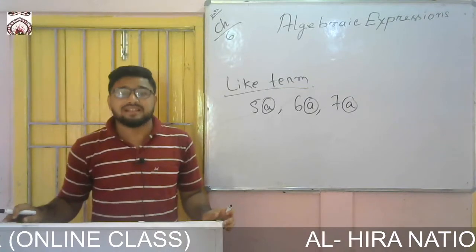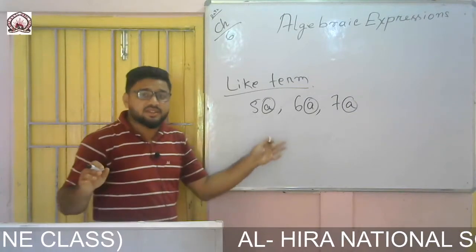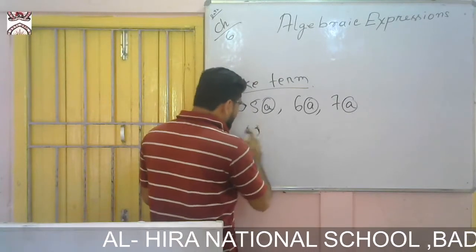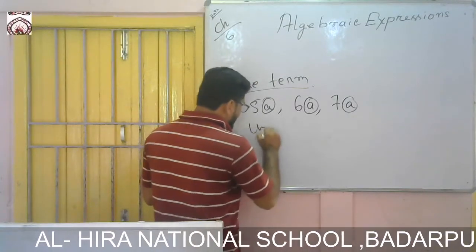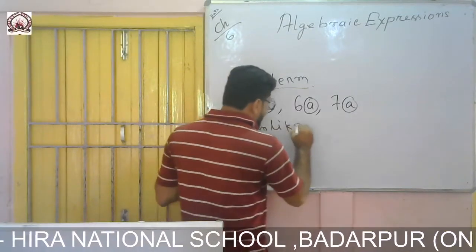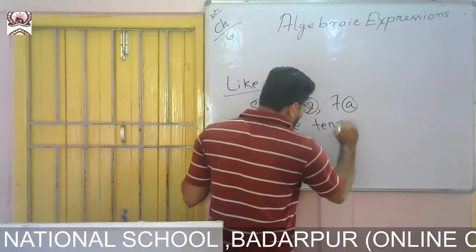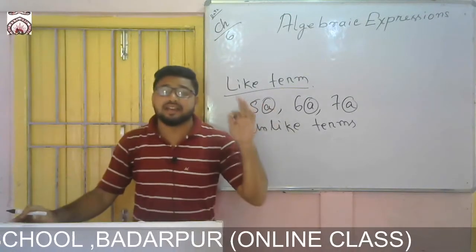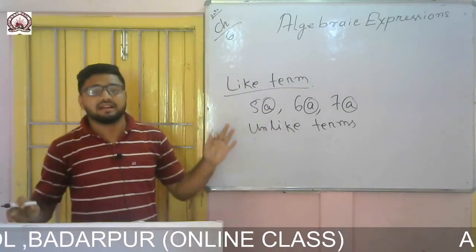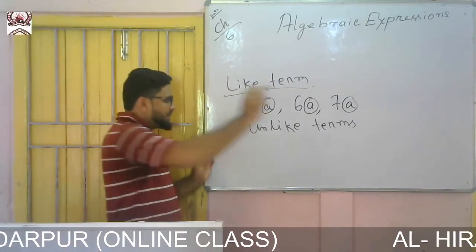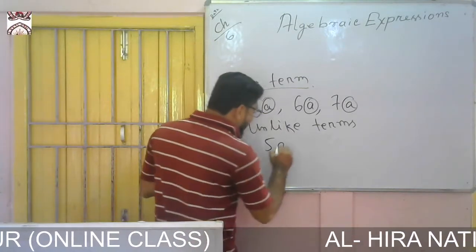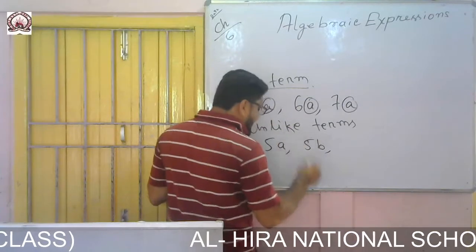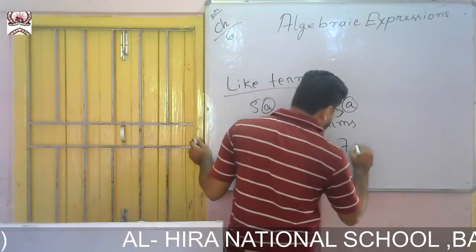Now, what is an unlike term? It is just the opposite of that one. Unlike terms are terms where the literals are not the same. That means if I write 5a, then 5b, then 7c.